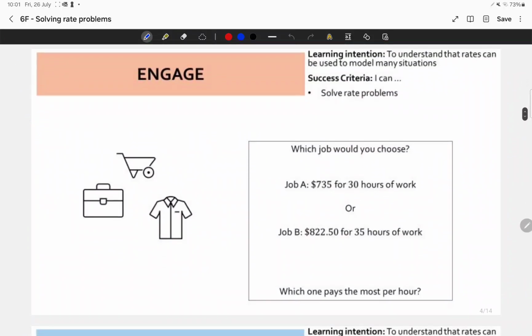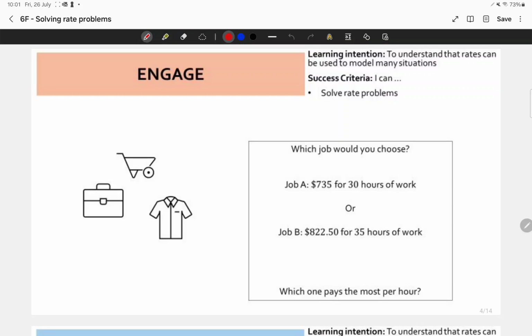So just to start us off, which job would you choose? Would you do job A, where they pay $735 for 30 hours? Or would you do job B, where they pay $822.50 for 35 hours? So what we need to do, just like what we did last time, is compare two different units of measure with each other. And the two different units of measure that we have are the dollars and then the hours.